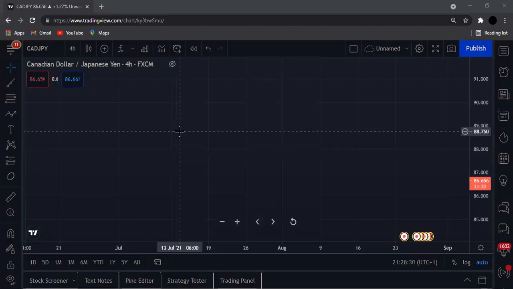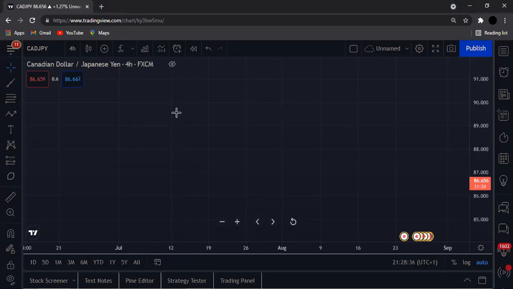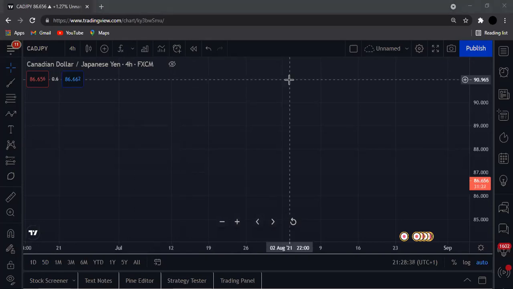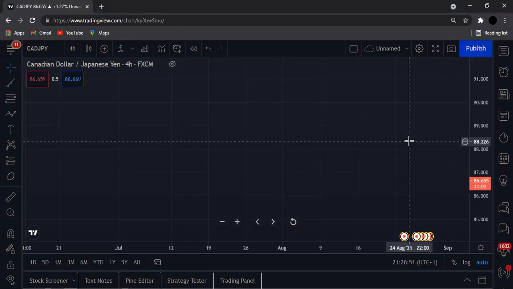So this is just a platform for running your analysis. You can't pick trades here. You just do your analysis here, then go to your MT4, MT5 and pick your trades. So this is just for you to run your analysis.